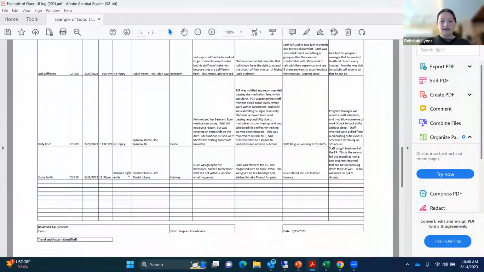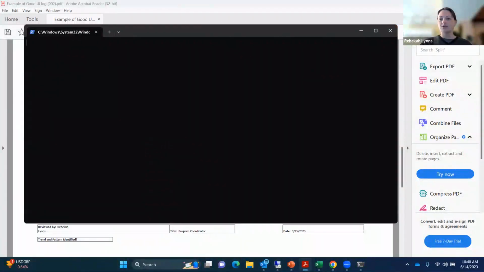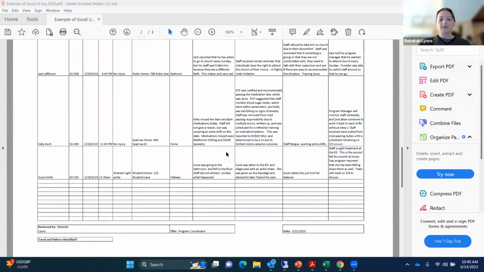We'll go on down. We see Kelly's at the Sparrow House, and she also had a med error. And this one's also very good. I want to note here in the "what happened" section, the medications missed are noted, and that's really good, or at least what they're for. If it's for an allergy, then your reader is going to say, okay, that's a lesser med. It's not a heart medication. It's not a seizure med. It kind of gives us an accurate picture of what was missed.